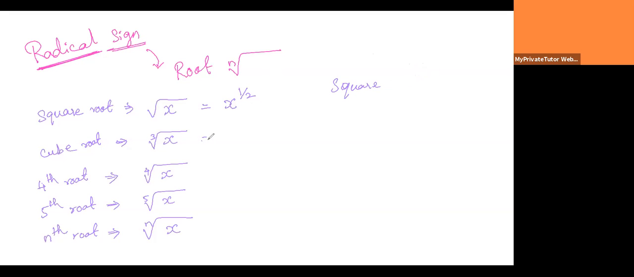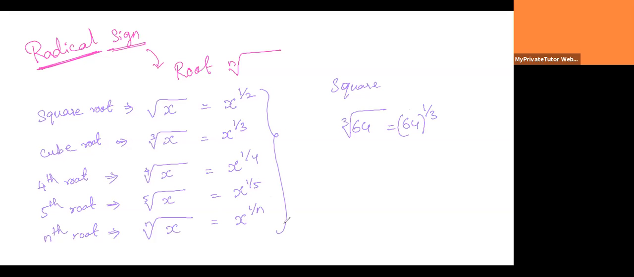Okay. So similarly, cube root can be written in exponent form as 1 over 3. X power 1 over 3. For example, cube root of 64. How do you write this? 64 whole power 1 by 3. Okay. So similarly, fourth root, you are going to write 1 by 4. Fifth root, you are going to write x power 1 by 5. nth root, 1 by n. I hope you guys understand the relationship between the roots and the exponents.